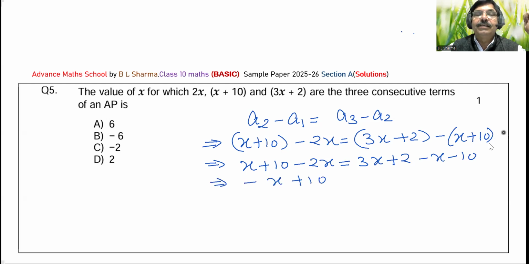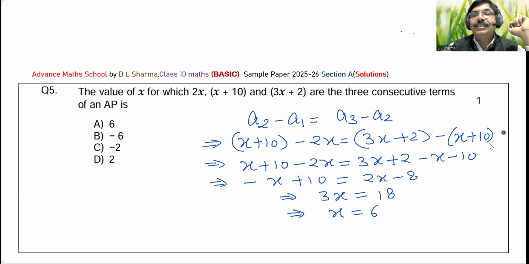Now I think it is minus x plus 10 is equal to twice of x minus 8. So 3x is equal to 18. What is x? So the value of x is 18 upon 3, that is 6. यही तो पूछा है. So A is the correct option. So you can say the value of x is 6.